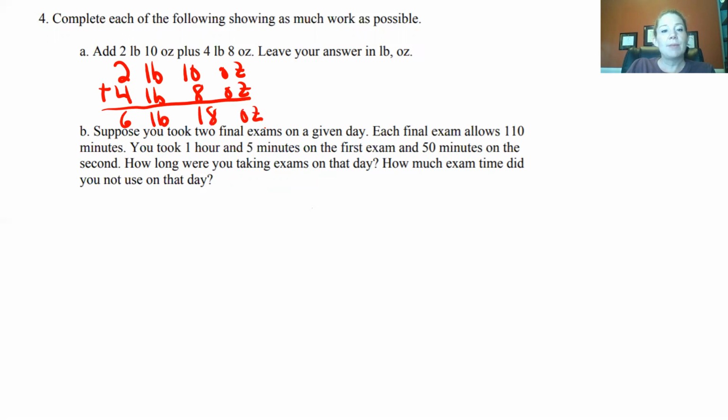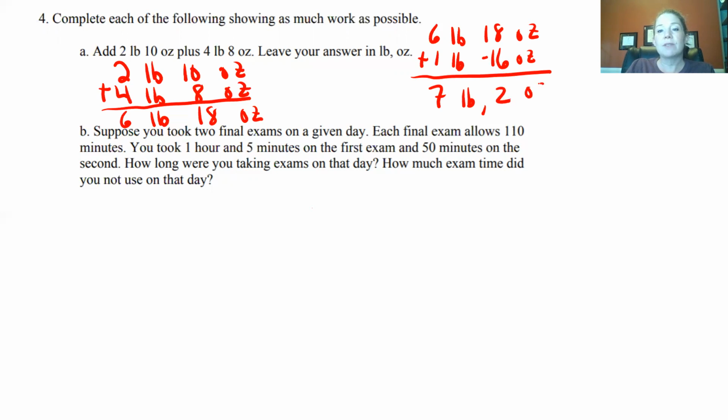Well, how many ounces are in a pound? There are 16 ounces in 1 pound. So then I'm going to bring 6 pounds 18 ounces up here. I know that there's 16 ounces, so I'm going to subtract 16 ounces, and since I subtract 16 ounces, I get to add a pound because those are equivalent. So 6 pounds plus 1 pound is 7 pounds, and 18 minus 16 leaves 2 ounces. So 7 pounds, 2 ounces is my final answer.